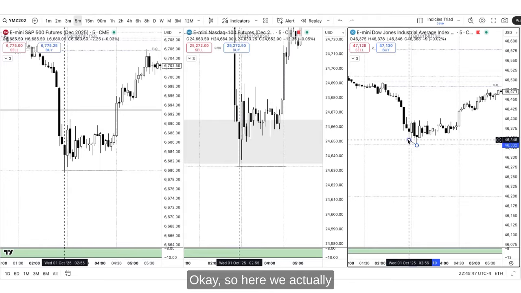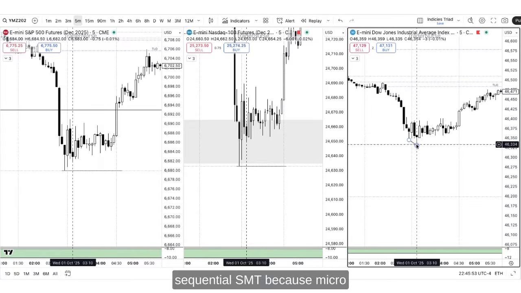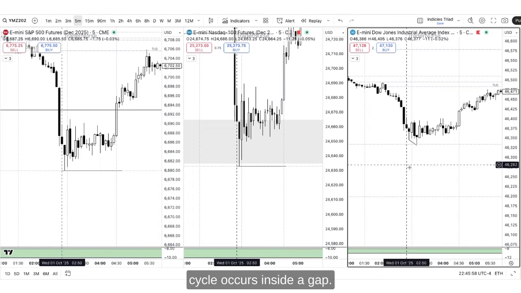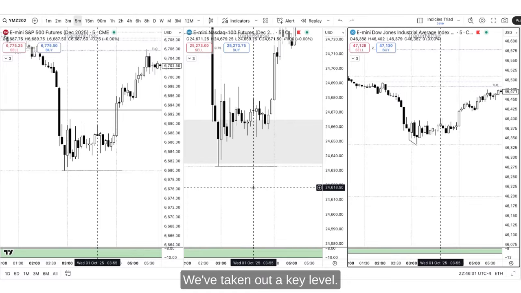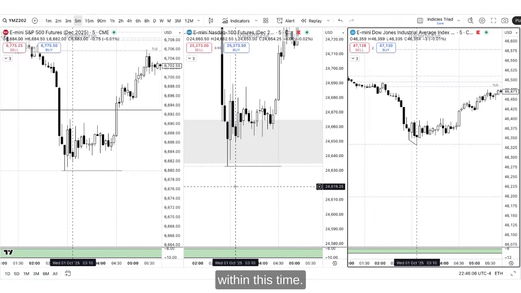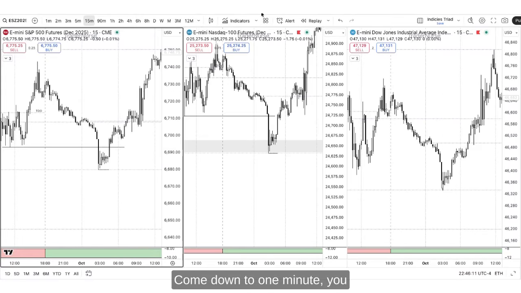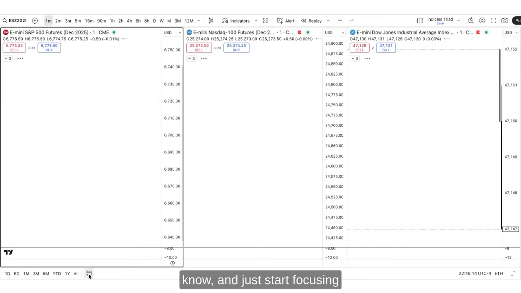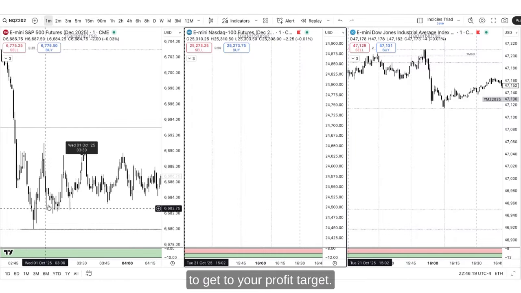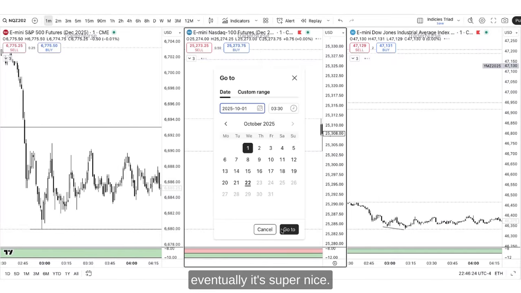Okay, so here we actually do get a two-stage. Okay, it's a simultaneous sequential SMT because microcycle occurs and 90-minute cycle occurs inside a gap. Okay, so that is super important. We've taken out a key level. We're looking for these gaps, and we're looking for sequential SMT to form inside these gaps within this time. So now we can come down to our 1-minute chart. Okay, come down to our 1 minute, you know, and just start focusing on looking for a setup here. All right, and this takes a while to get to your profit target, but eventually, you know, it's super nice.